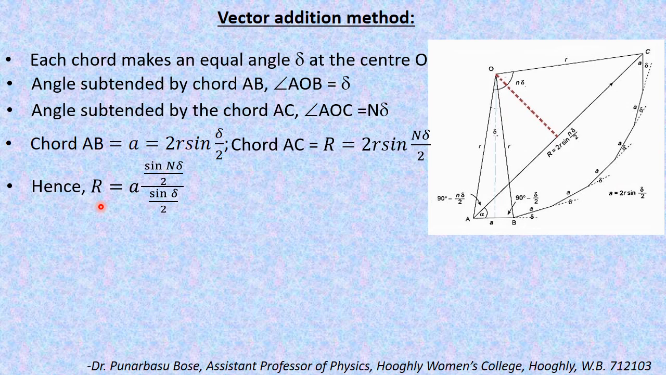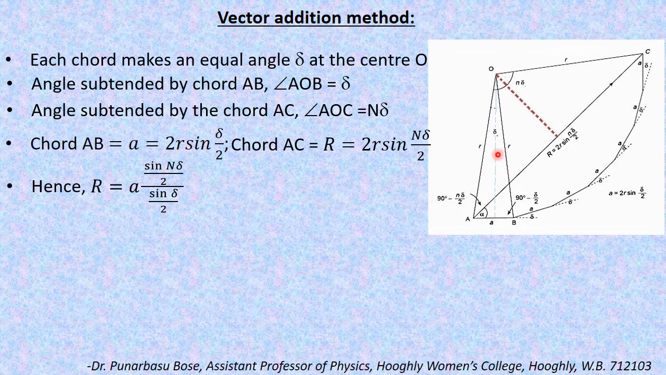the magnitude of the resultant vector AC, that is R, is equal to A into sine n delta by 2 divided by sine delta by 2. Now we have to find out the angle alpha that AC makes with the initial oscillation direction.